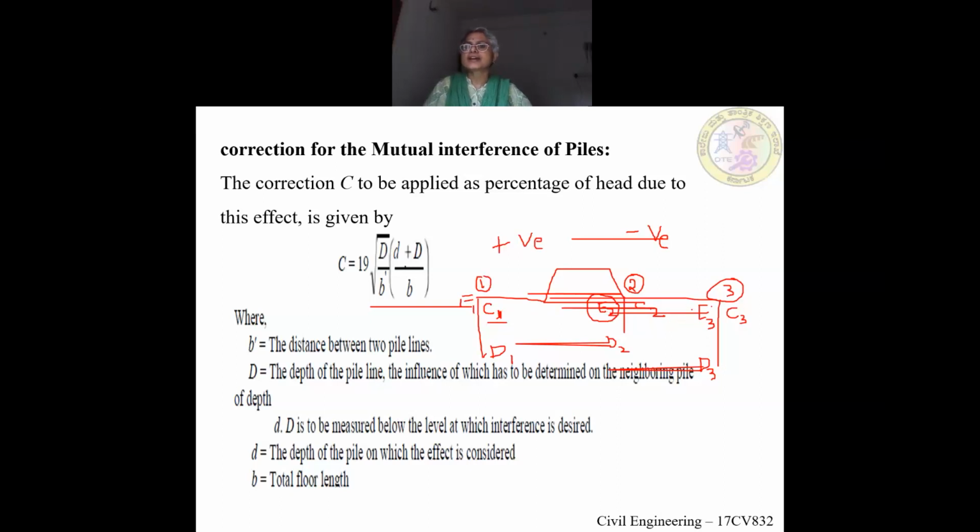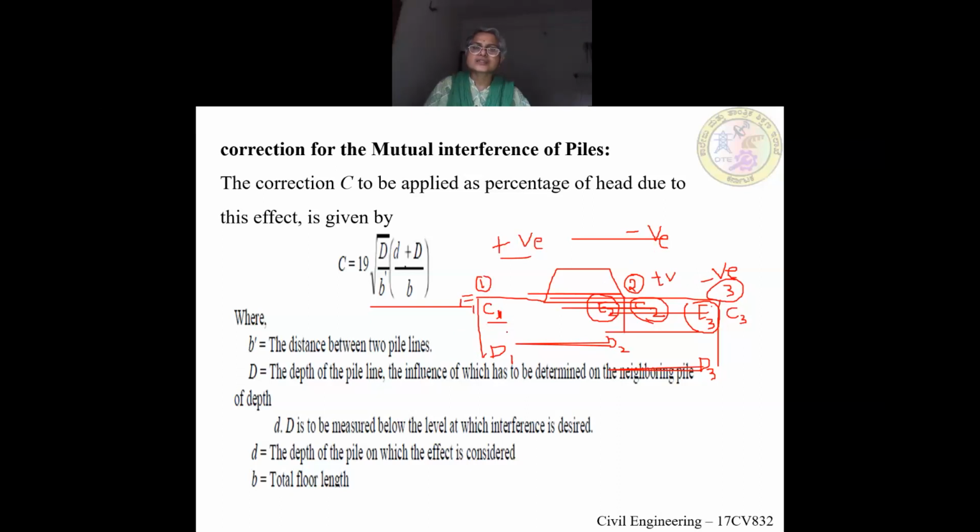Similarly, if you are making a correction for E3, on pile 3 there will be influence of pile 2. Because this is in the forward direction, you take it as negative. If you are making a correction for C2, you take it as positive when considering the influence of pile 3. So the backward points are positive and the forward points are negative.